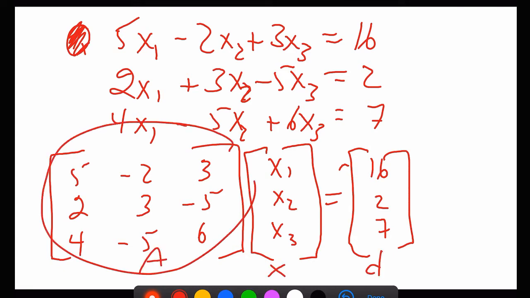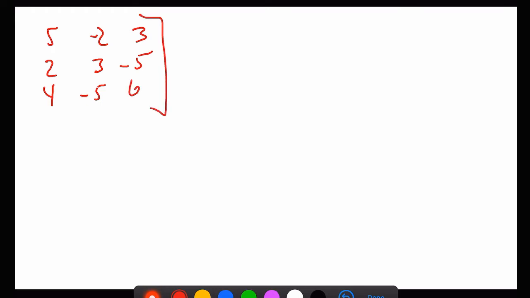Now, if you want to find the inverse of that matrix, go ahead. If you want to find X equals A inverse D, find the inverse of that. It's not easy, but it's easier to find the determinant of that. So again, we have 5, minus 2, 3; 2, 3, minus 5; 4, minus 5, 6. That's A. Determinant A equals 5, yes?